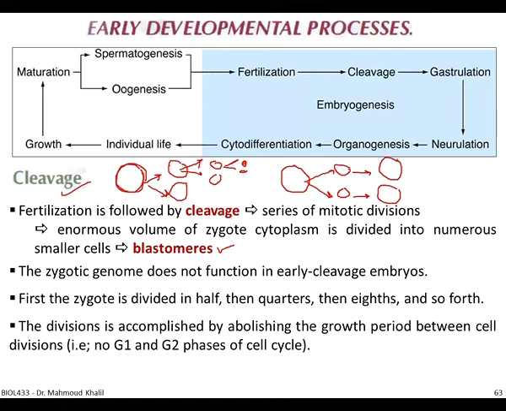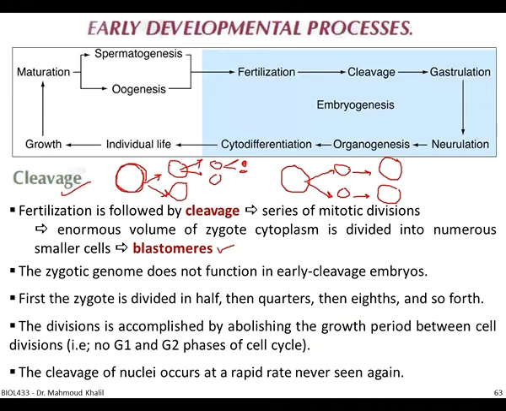And this explains why these cells, or the blastomeres, tend to go smaller in size, okay? The cleavage of the nuclei occurs at a rapid rate, which will never be seen again in the course of the development of the embryo. Do you understand this part, guys?